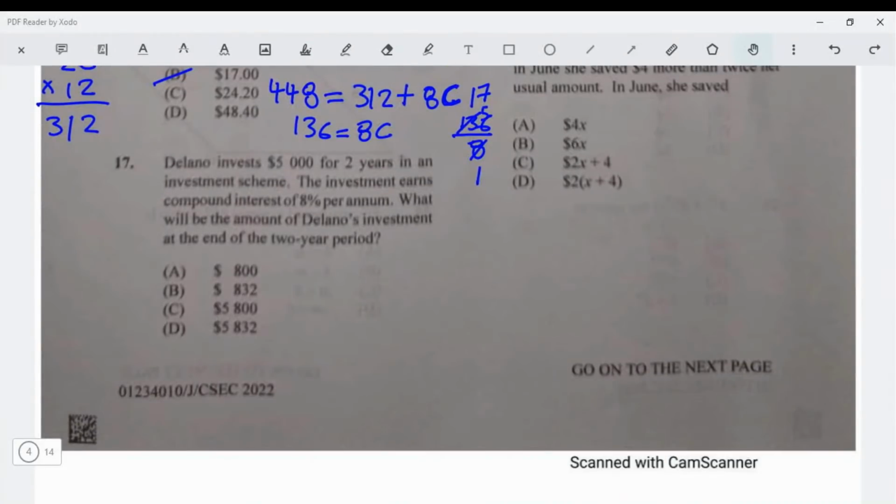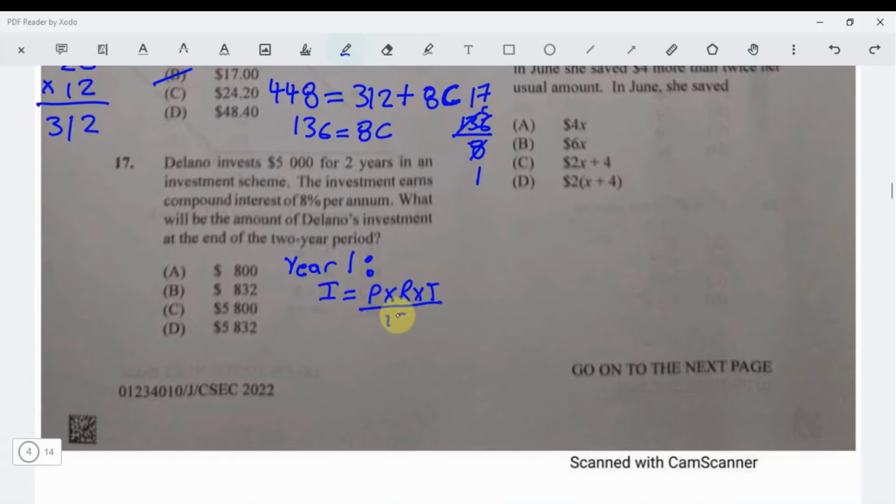Wow! Alright, so question 17, it says Delano invests $5,000 for 2 years in an investment scheme. The investment earns compound interest of 8% per annum. What will be the amount of Delano's investment at the end of the 2-year period? So first thing we need to do, they want to know what will be the amount of investment, right? So what's going to be the final amount on his investment? So for year one, it would be interest is equal to principal times rate times time.